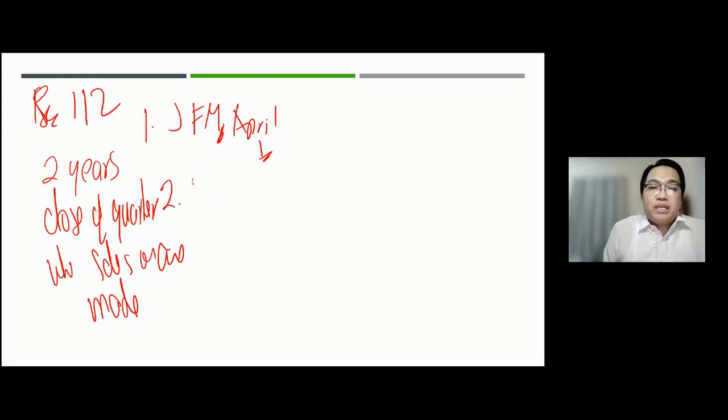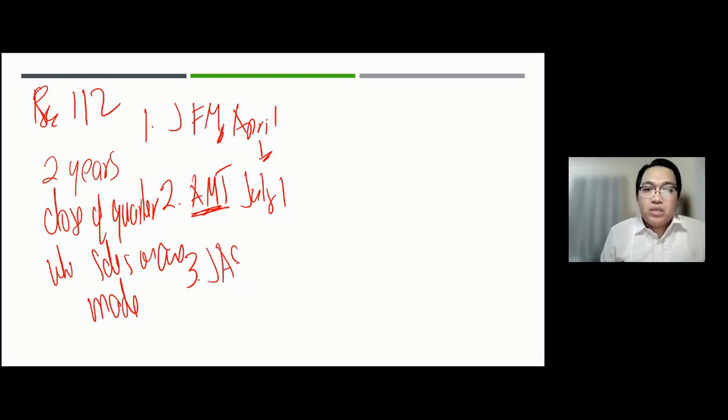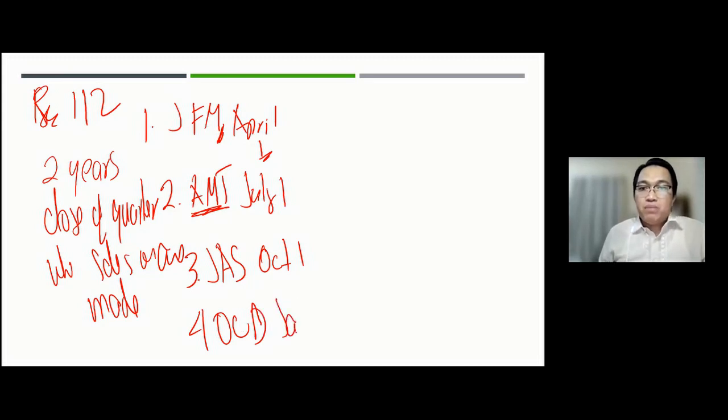Yung second quarter mo, April, May, June. Kung meron kang sales during the second quarter, kailan magsisimula ang 2-year prescriptive period mo? July 1. Kung meron kang sales sa third quarter, July, August, September. Kailan magsisimula ang 2 years mo? October 1. Diba? Fourth quarter, October, November, December. Kailan magsisimula ang 2-year period mo? January 1 of the following year.